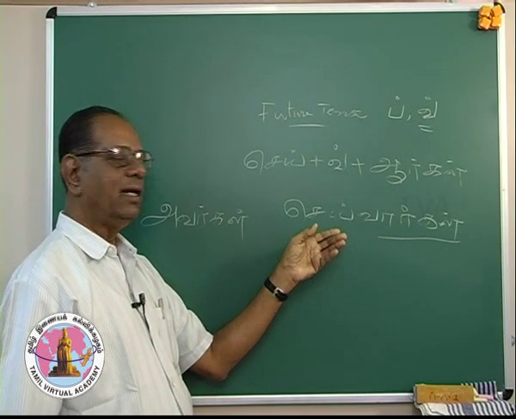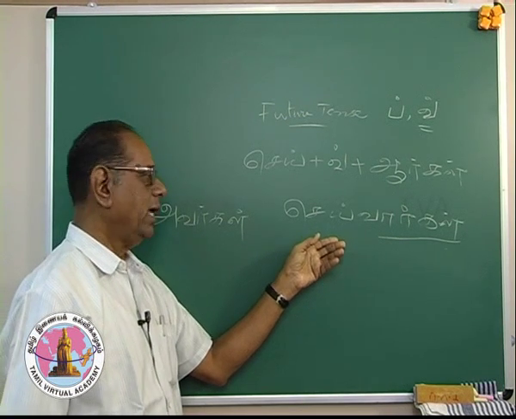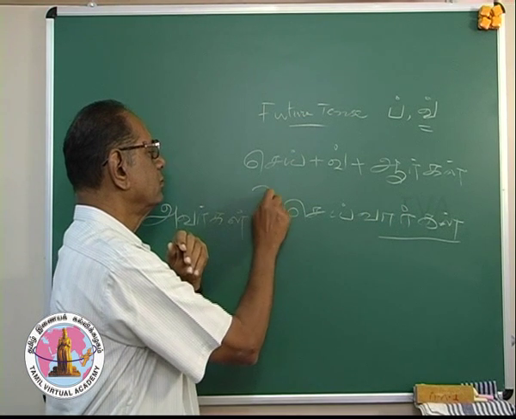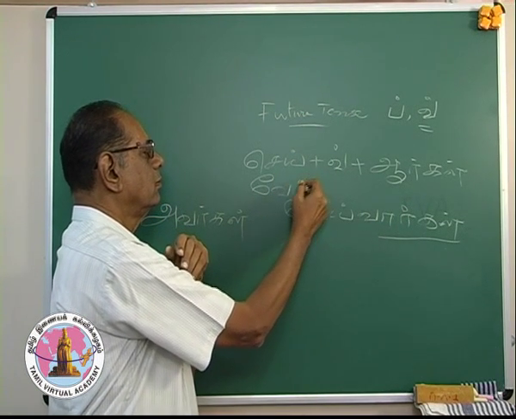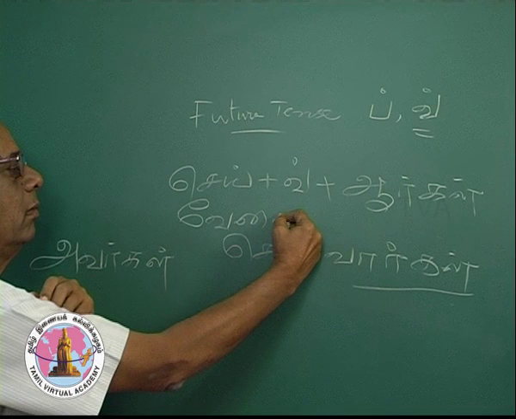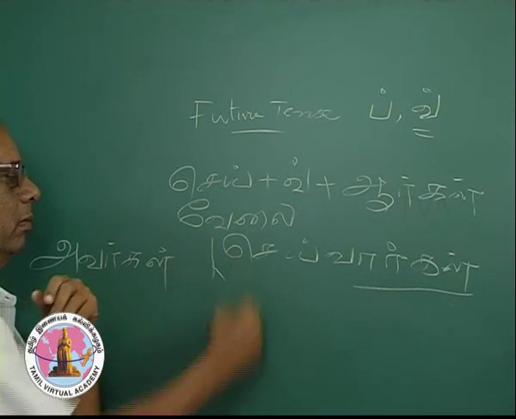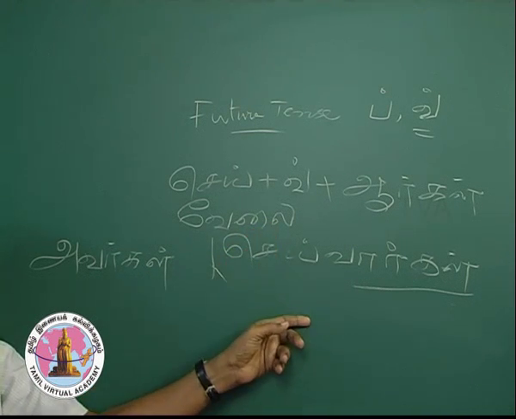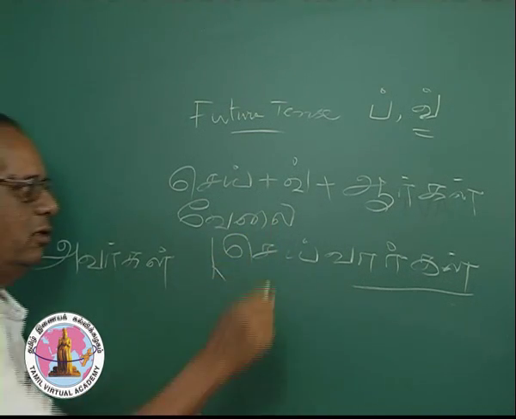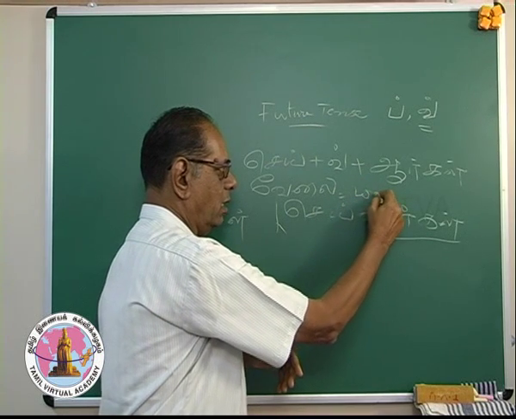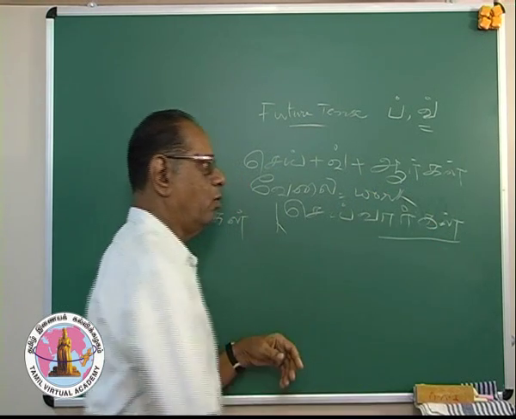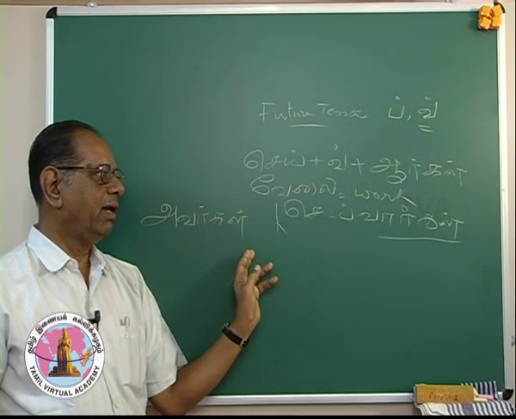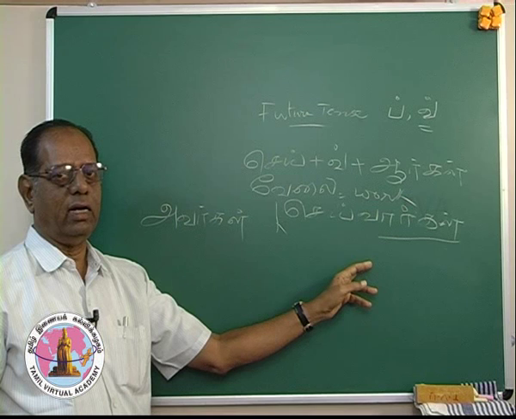This is a transitive verb. So naturally it must have an object. அவர்கள் வேலை செய்வார்கள். வேலை is a new word. Work. They will work. அவர்கள் வேலை செய்வார்கள்.